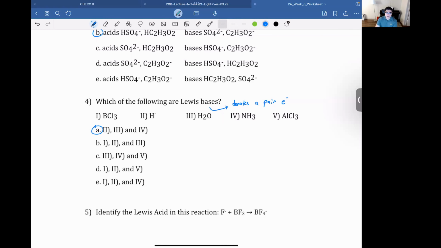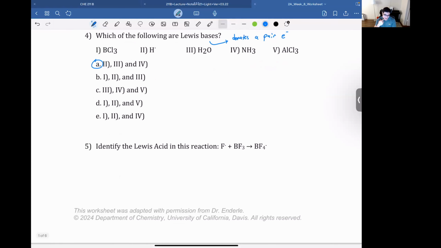All right. So going down to number 5, it says identify the Lewis acid in this reaction. As we just said, this one has the excess of electrons because it has a minus. So F minus is the Lewis base, and then BF3 is the Lewis acid. That's it. So boron can't donate. Boron doesn't have the lone pair on the central atom. The F has excess.